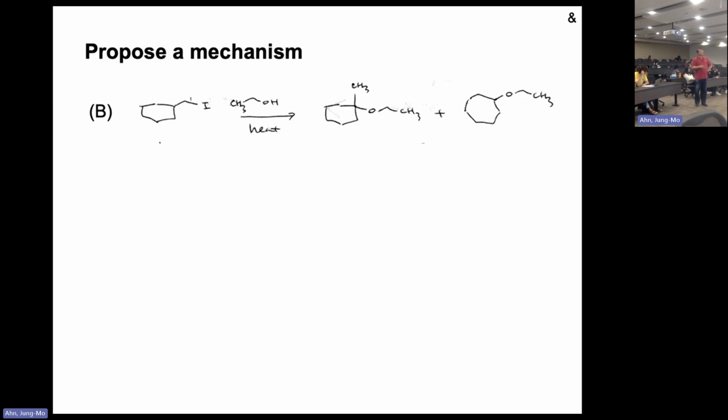But what about that one? Why did it change to something very different? This is what I'd like to explain to you. As I said again, this is an alkyl halide. An alkyl halide is a substrate for the SN2 and SN1 reactions. But if you look at that, this is ethanol again, the solvent, which is a non-nucleophile. So an SN2 reaction is not going to happen with it, even though this is a really good substrate for the SN2 reaction.